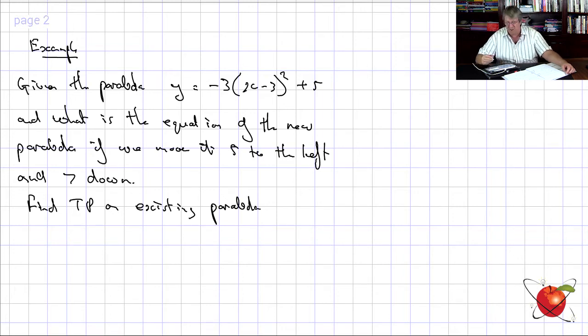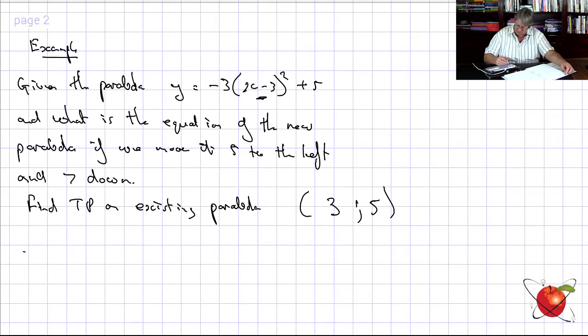Okay, find the turning point on the existing parabola. In this case, it is going to be P and Q. I don't need to manipulate because it is a minus there. So P is 3 and 5. Now, they have told us that we're going to move it 5 to the left, okay, and 7 down.